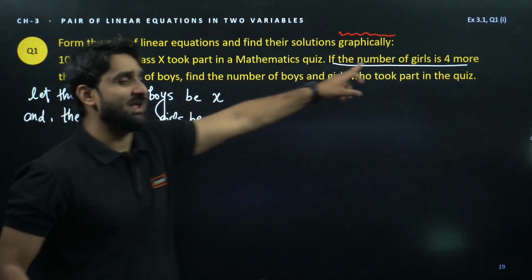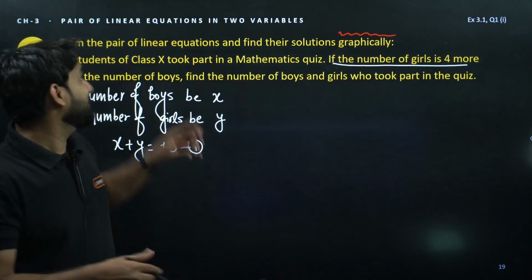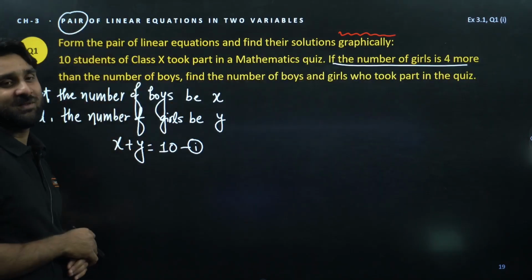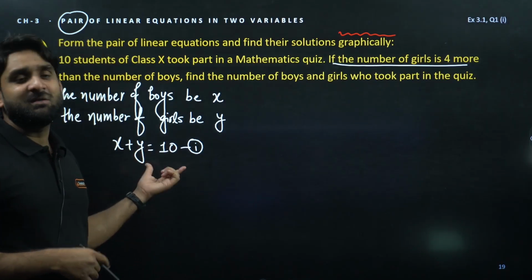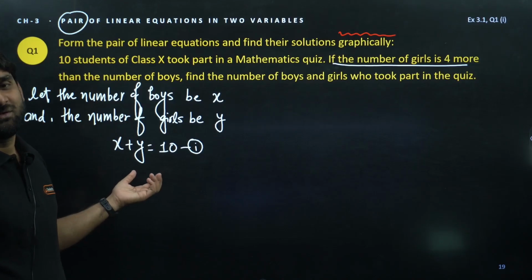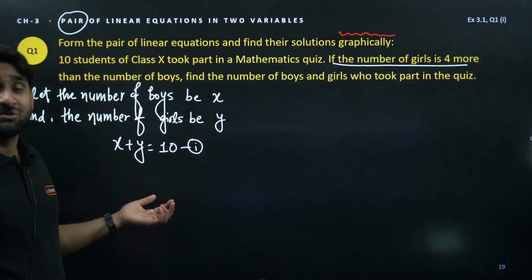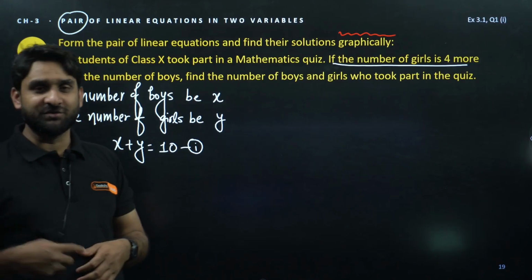Now read the second line, because we want one more equation. We require one more equation because the name of the chapter is pair of linear equations. A single equation can't be solved. If we are talking about solving the equations, there should be two equations, if two variables, two unknowns, are there.